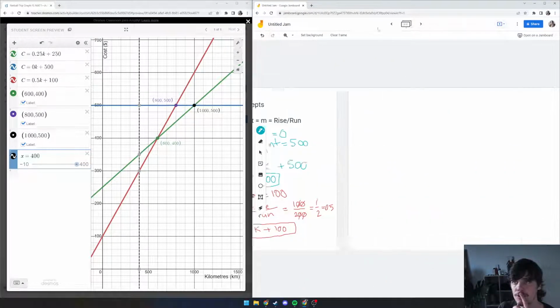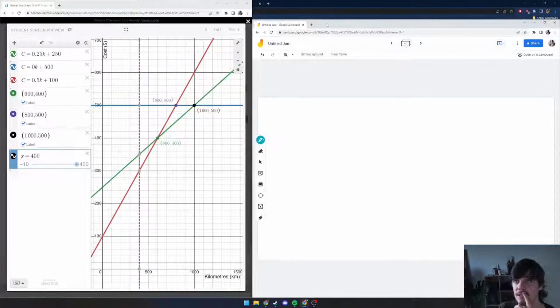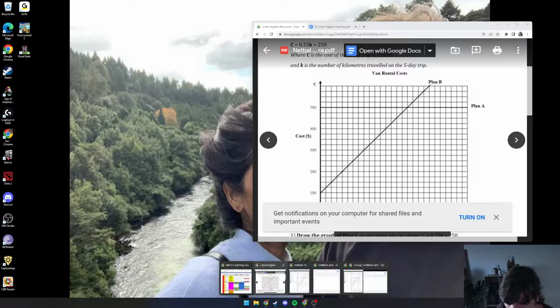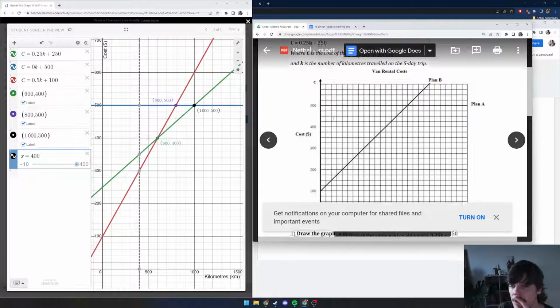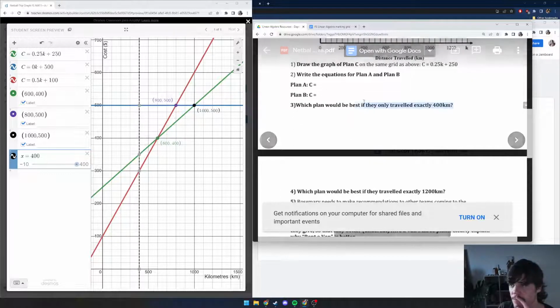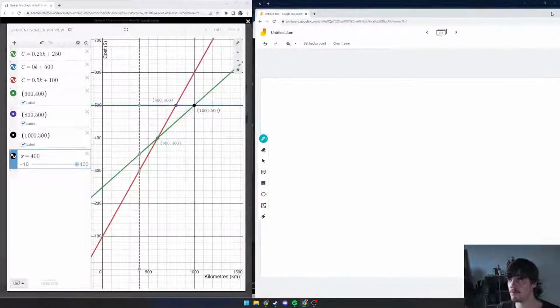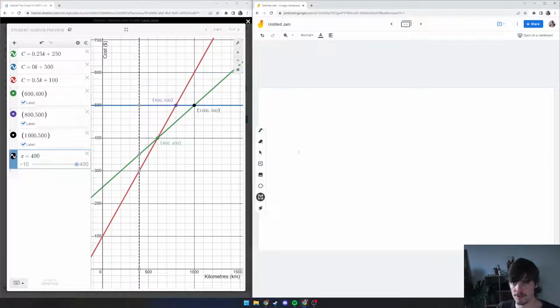Okay, let's open a new Jamboard. And the question we're trying to answer is: which plan would be best if they traveled exactly 400 kilometers? Let's drag this into Jamboard, make a new text box, and we'll answer this question.